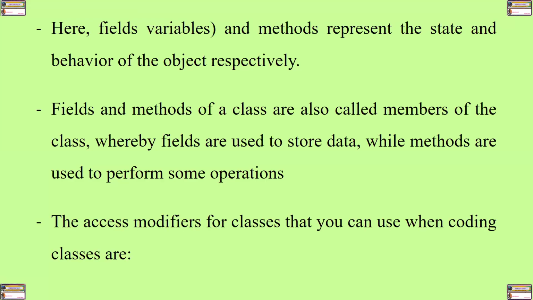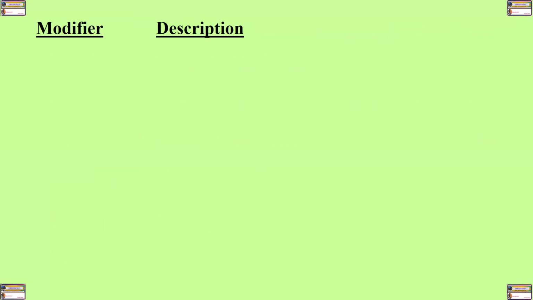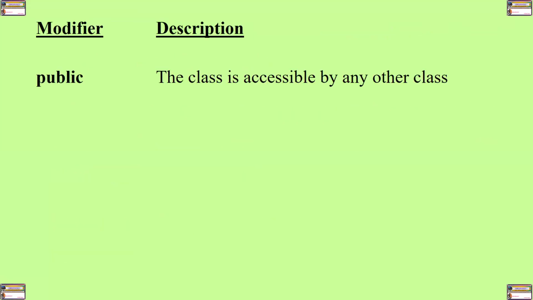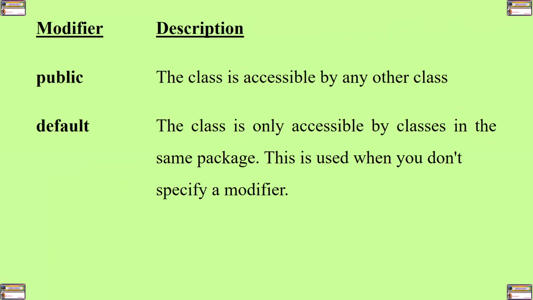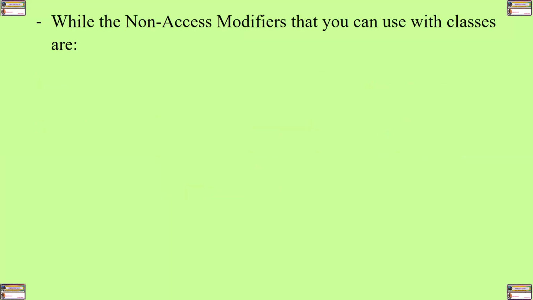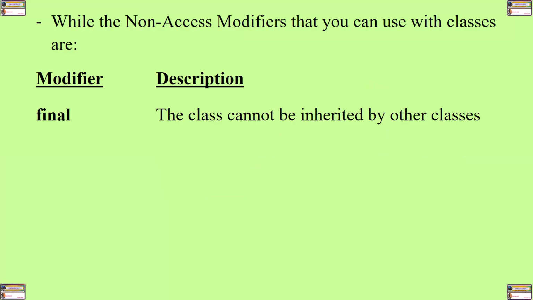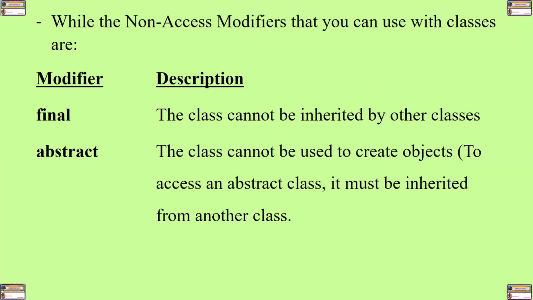The access modifiers for classes that you can use when coding classes are the public, that is, the class is accessible by any other class. Default, this means that a class declared with default scope is only accessible by classes in the same package. This is used when we don't specify a modifier. The non-access modifiers that you can use with the classes are the final. Final indicates that the class cannot be inherited by other classes. Abstract. The class cannot be used to create objects.